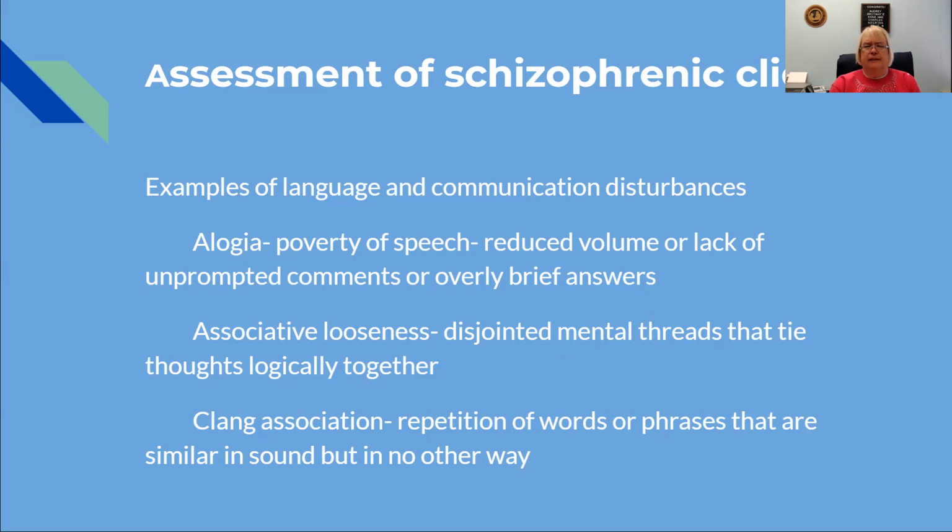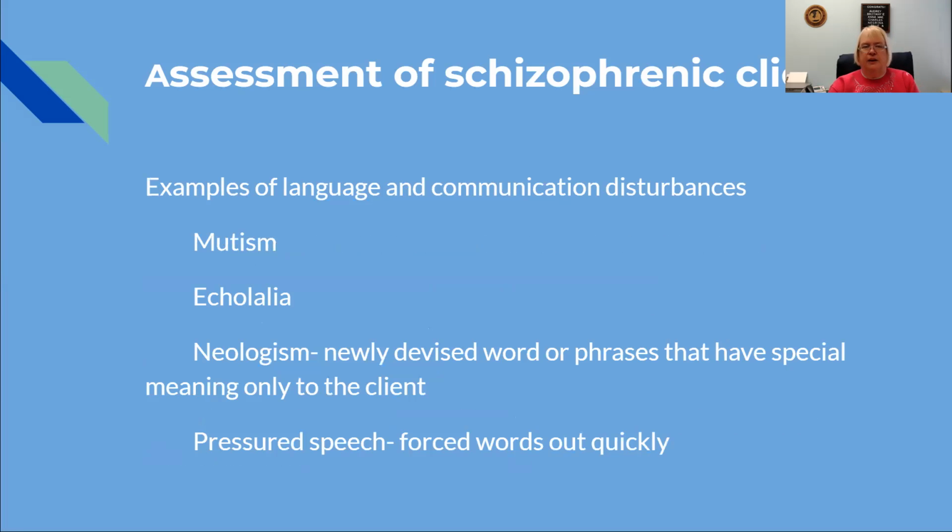Associative looseness is when there are disjointed mental threads that fail to tie thoughts logically together. And then clang association, it's repetition of words or phrases that sound similar, but are in no way related. So another kind is mutism, where they can't talk, and echolalia, which we've already talked about. We've already talked about the neologism. It's newly devised words, especially for that client.